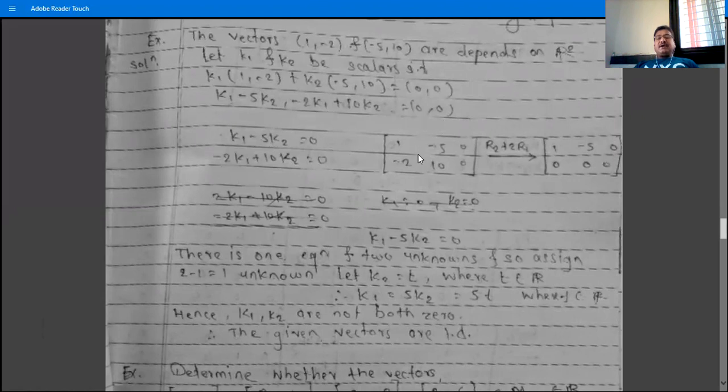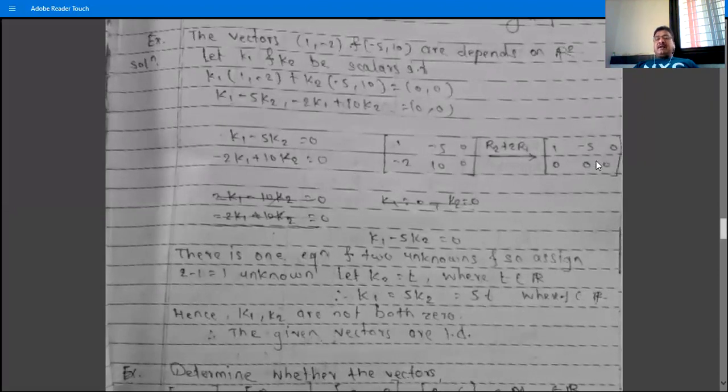So form the augmented matrix. This is the augmented matrix: 1, minus 5, 0; minus 2, 10, 0. Now we have to reduce this minus 2 to 0, so R2 plus 2 R1. So we have this, and all the remaining elements are 0. So this is an echelon form.